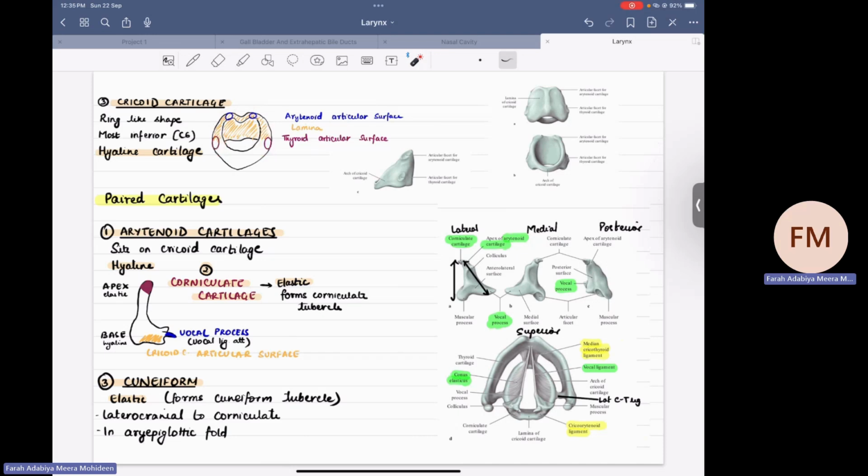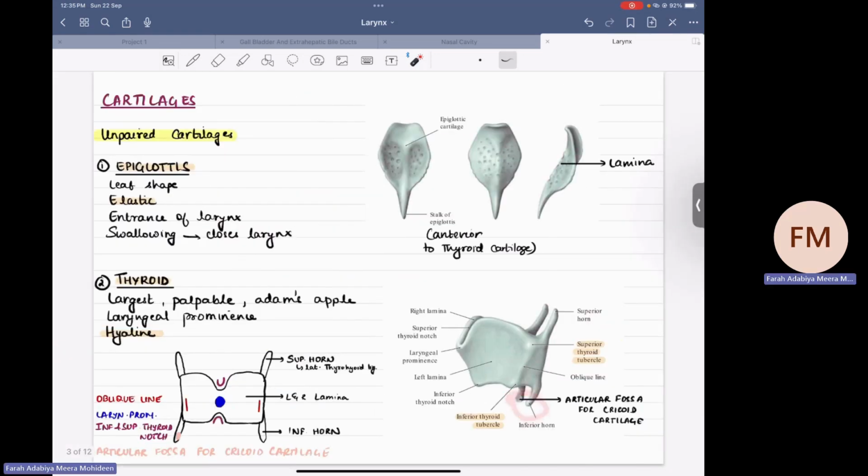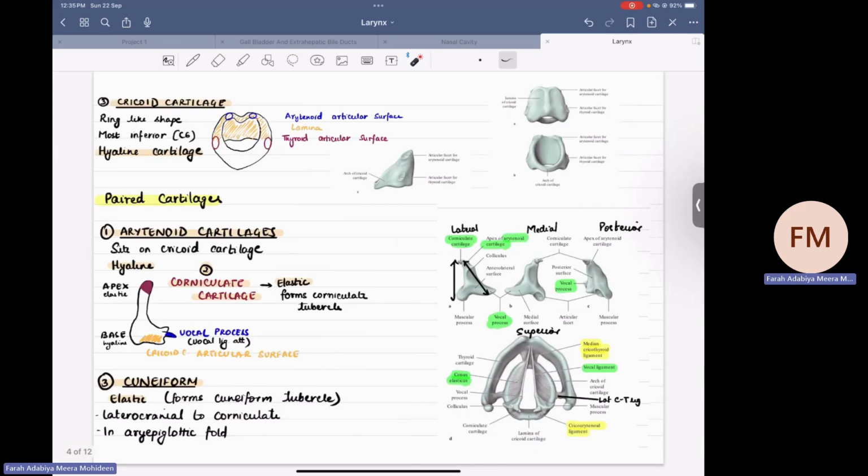horns, the right and left inferior horns of your thyroid cartilages, they are in contact with this. Now we move on to the head cartilages. You have arytenoid cartilages, which sit on the cricoid cartilage on the articular surfaces.